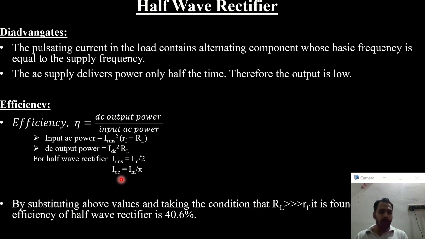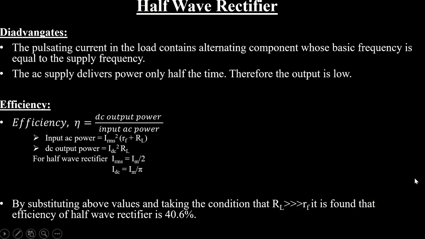So now, by substituting the values of IRMS and IDC in the above expression, RF is the forward resistance and RL is the load resistance. If the forward resistance of the diode is very much less than the load resistance, then we can neglect RF. So if we substitute it here, the efficiency is found to be 40.6 percent. So for a half wave rectifier, the efficiency is 40.6 percent.